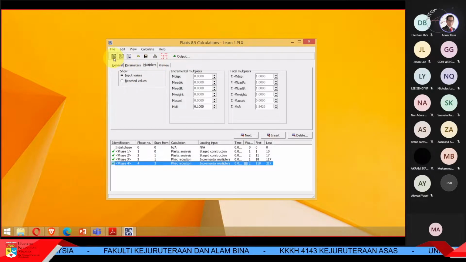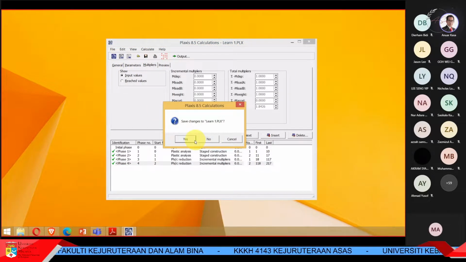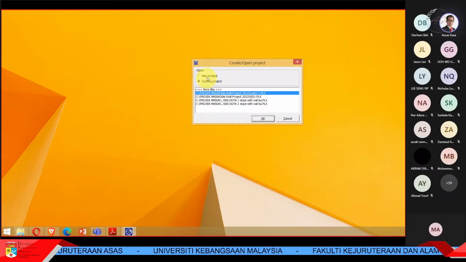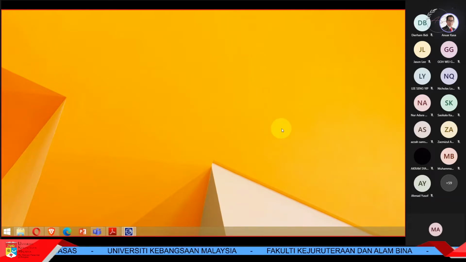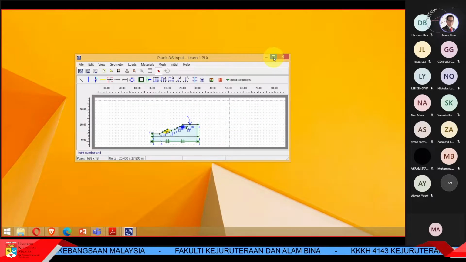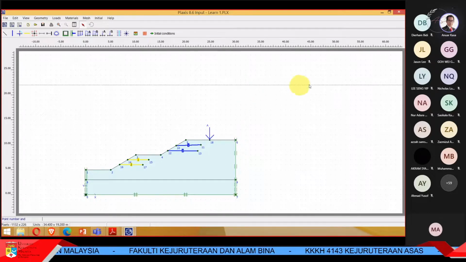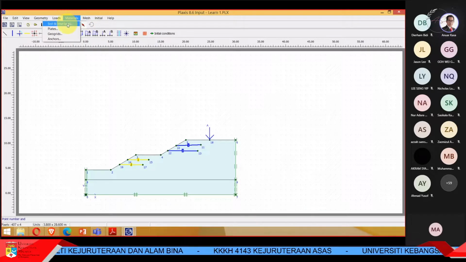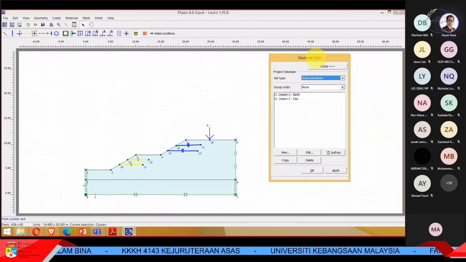Okay. If we go back to our input, it will pop up like this one. I just choose learn fluxes. Now if we look at the material, I just want to check.